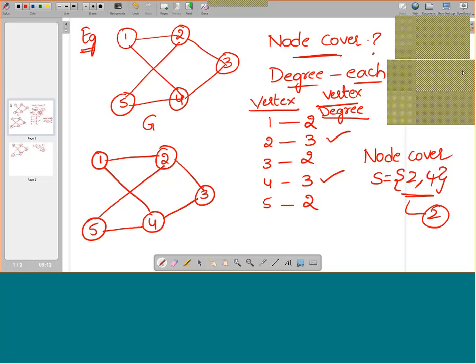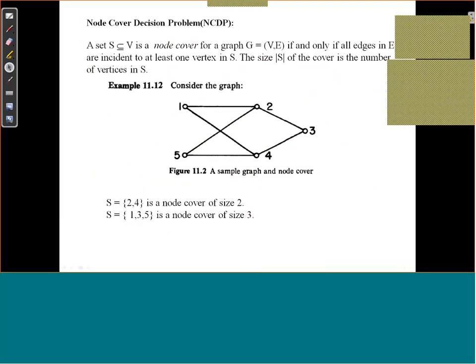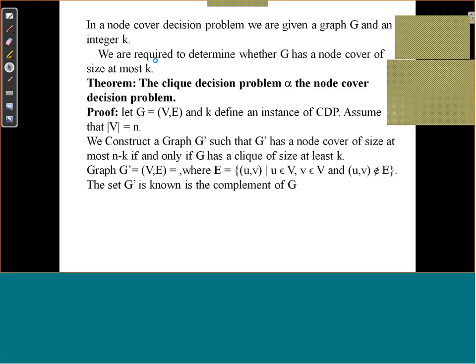Okay, now we will go to the problem. We have seen what node cover is. In the node cover decision problem, we will be given a graph G and an integer K. We have to determine whether the graph G has node cover of size at most K or not.